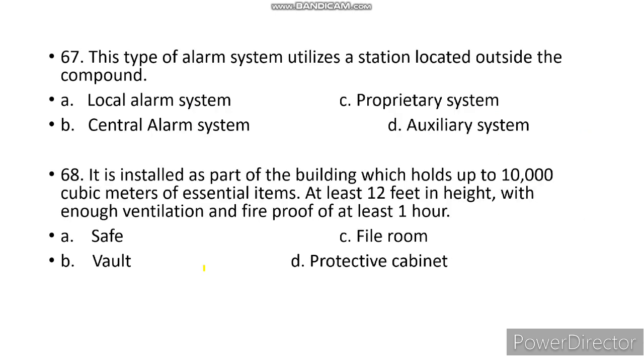67. This type of alarm system utilizes a station located outside the compound. What do we call that? It's a central alarm system. 68. It is installed as part of the building which holds up to 10,000 cubic meters of essential items, at least 12 feet in height, with enough ventilation and fireproof of at least 1 hour. What do we call this? The file room. Kasi mahalaga mga kapapelan, di ba?